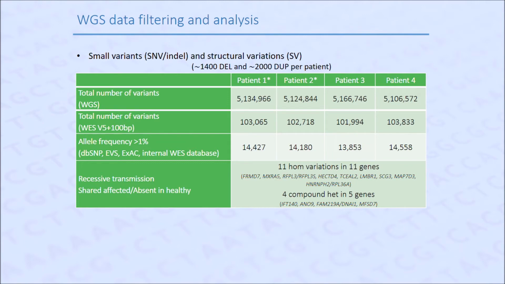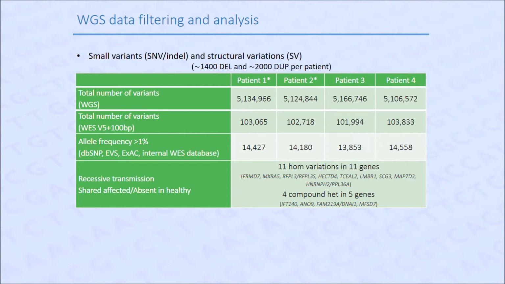So with whole genome sequencing, there were 5 million variants for each patient, of which around 1400 deletions and 2000 duplications. Then the exome was extracted with the V5 bed file given by Agilent and extended by 100 base pairs around. So it was leading to 100,000 variants still. And then all the frequent variations were filtered out. There were then almost 10,000 variants.